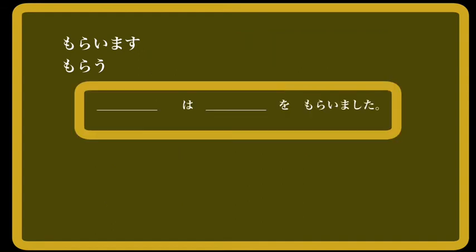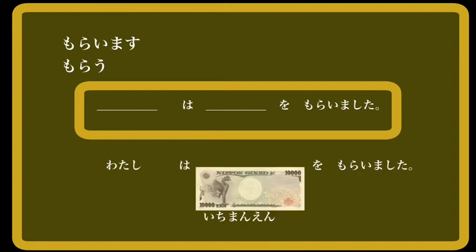If we want to add who received it, the person doing the receiving takes wa, because once again they are the one doing the action. They are receiving. So for example, we could say watashi wa, because I'm the one receiving here. Watashi wa 10,000 yen o moraimashita. I received 10,000 yen.